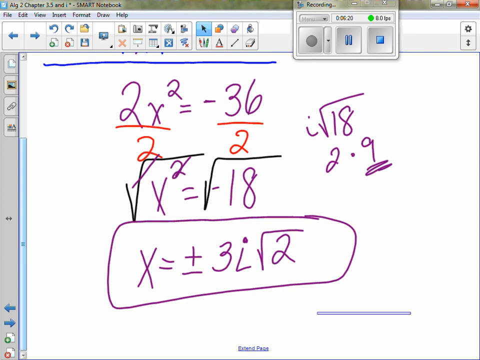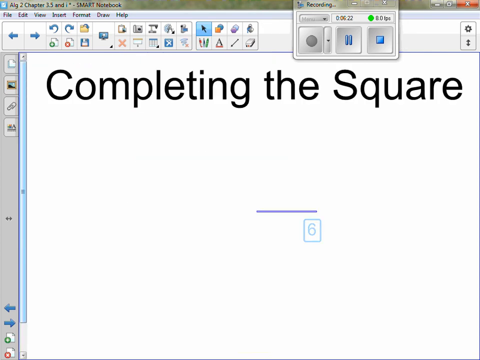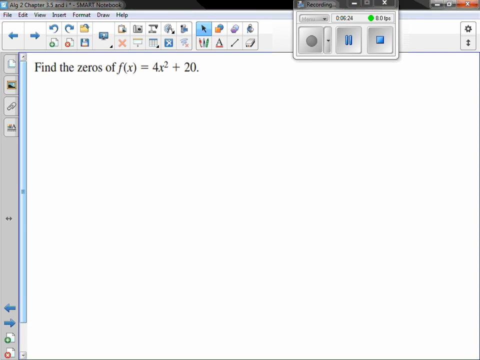Now, finding the zeros would be the exact same thing we just did. Finding the zeros, finding the solutions, finding the x-intercepts. Those are all the same way to say the same thing. Finding what value of x is going to make this function equal 0. That's our main goal with all of this.